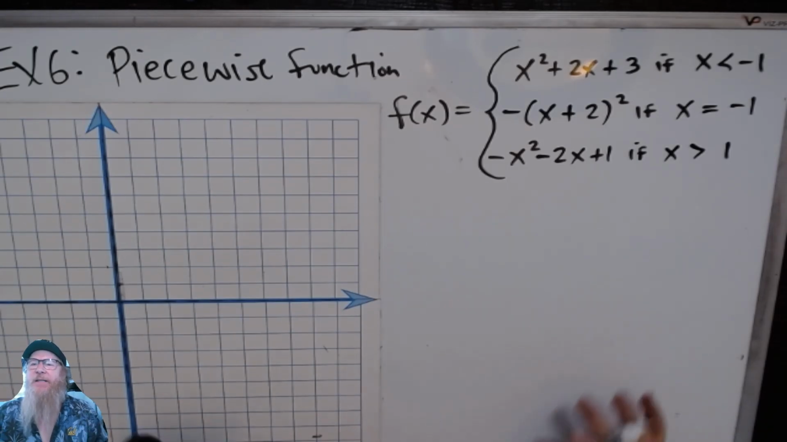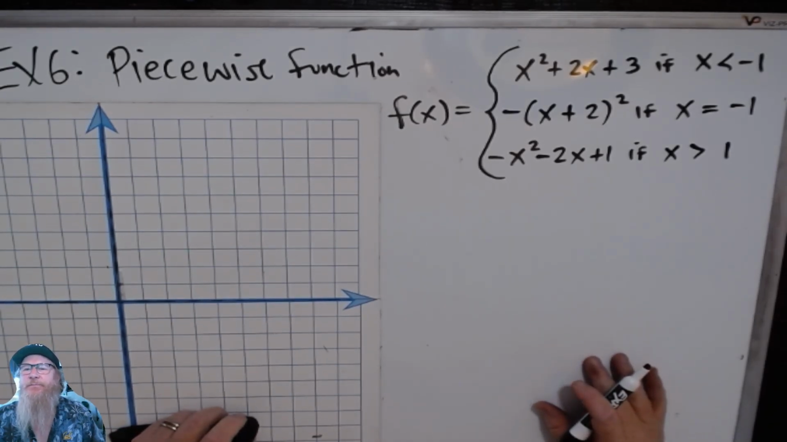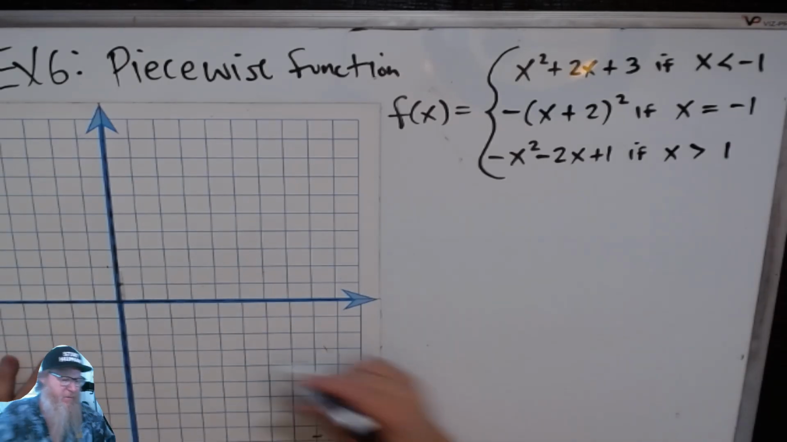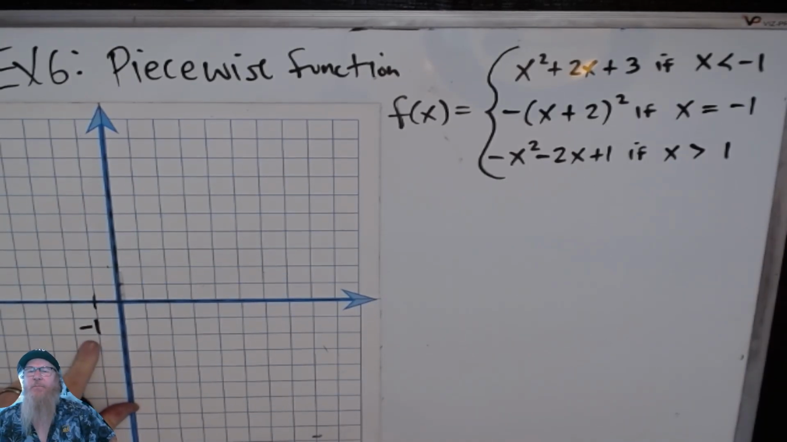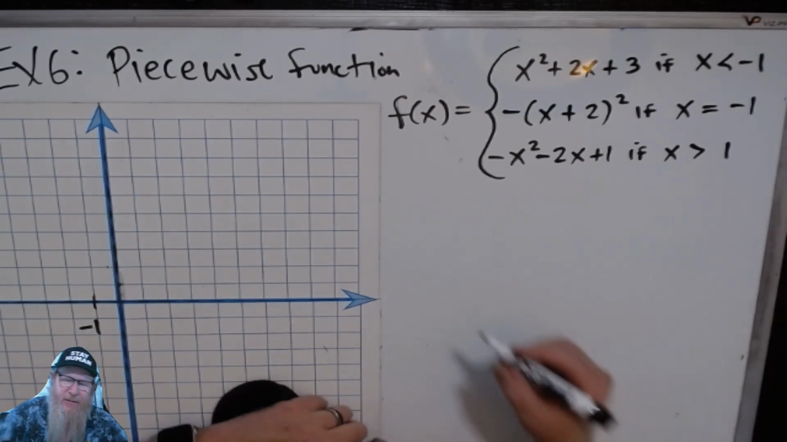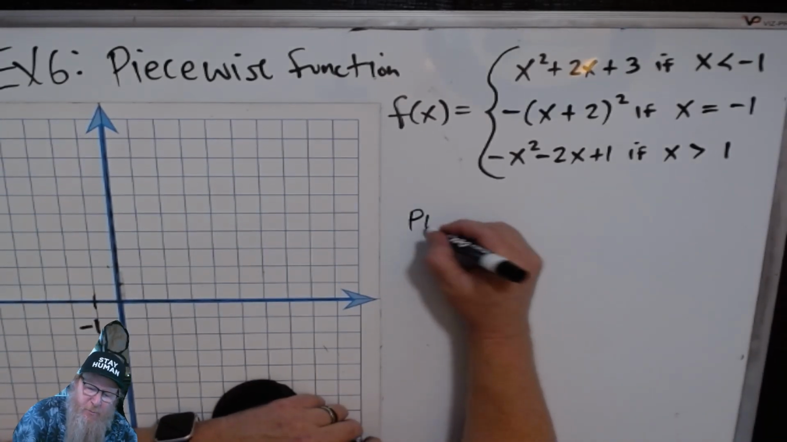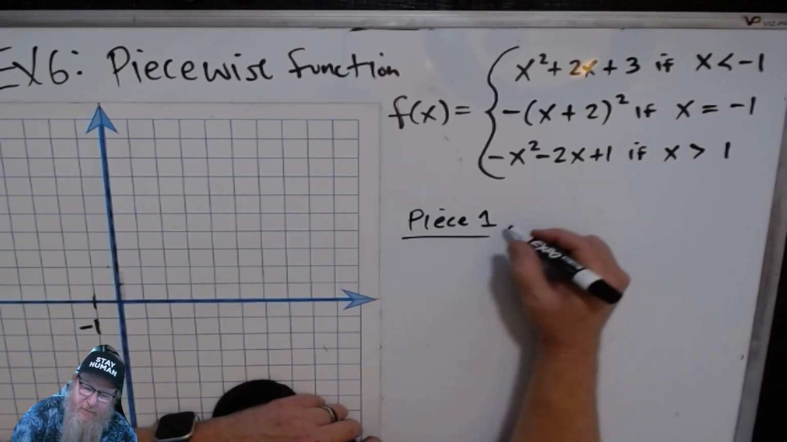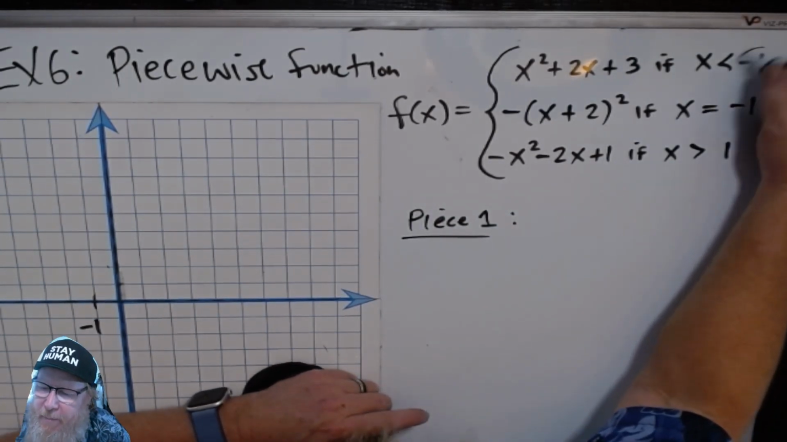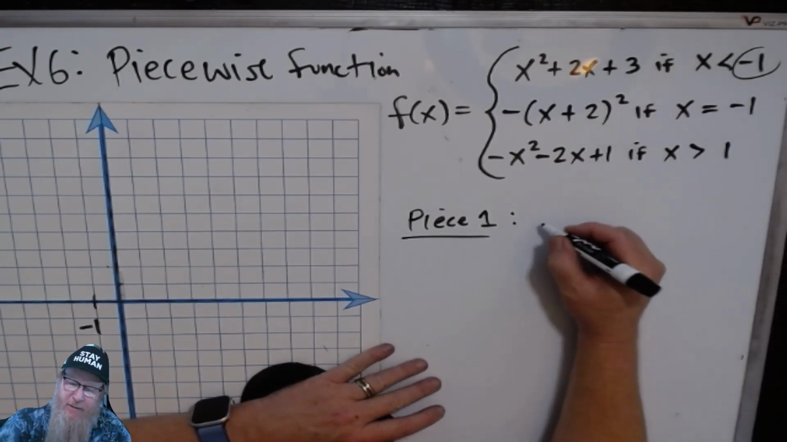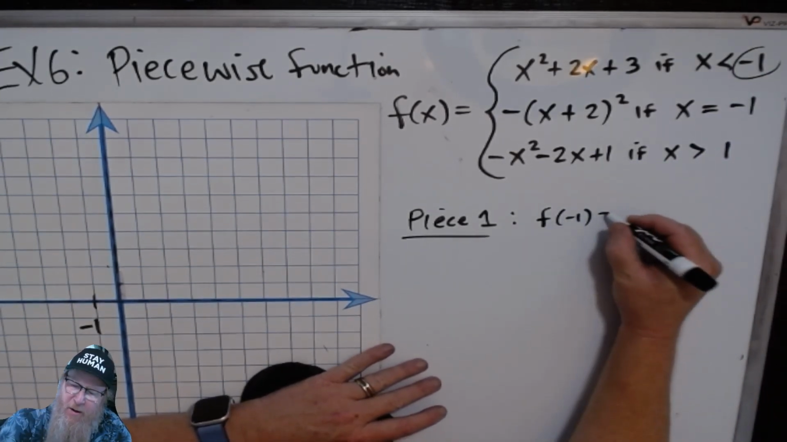So this is a three-piece piecewise function. All right. I'm going to have to move over here to -1. That's my cutoff point. And let's see what happens. So let's do piece one. Now, to speed things up a little bit, I'm only going to plug in one number. All right, -1. So f of -1.